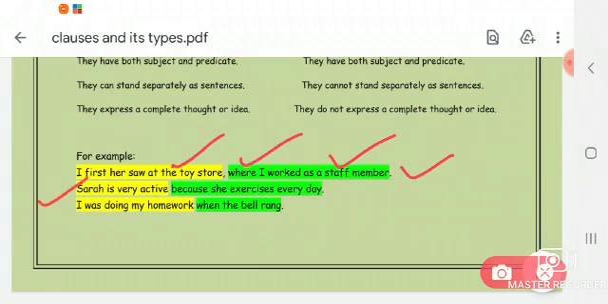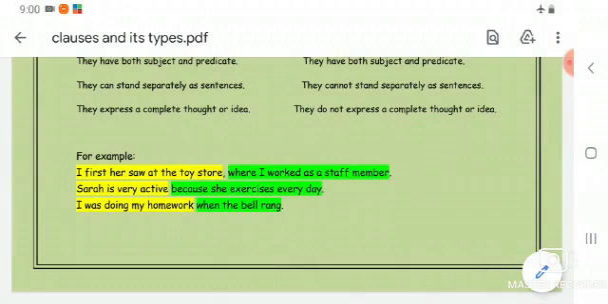Second example, Sarah is very active. It can be a complete sentence as well. Sarah is very active. Because she exercises daily is incomplete. Why is she, who is active? Sarah is active. Why is she active? Because she exercises daily. Both the parts are related, right? This can stand alone, but this green part needs this yellow part to be complete so that this because is justified here, right? Because she exercises daily. Sarah is active. Why is she active? Because she exercises daily.